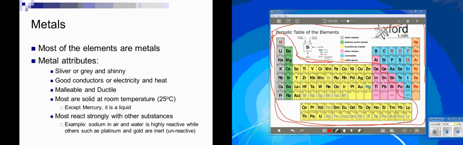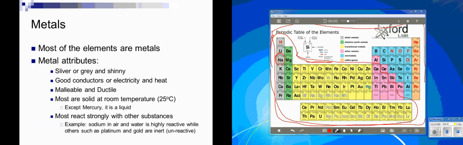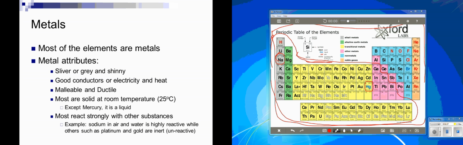Most are solid at room temperature, so at 25 degrees Celsius, they will be solid. Sodium, for example, Na here, is going to be solid at room temperature, except mercury. Mercury is not. It is a liquid, and we see mercury right here. Everything else is going to be solid, except mercury.